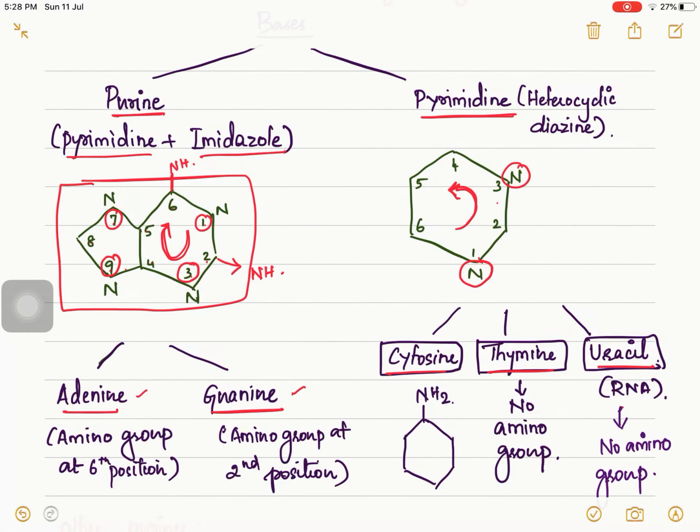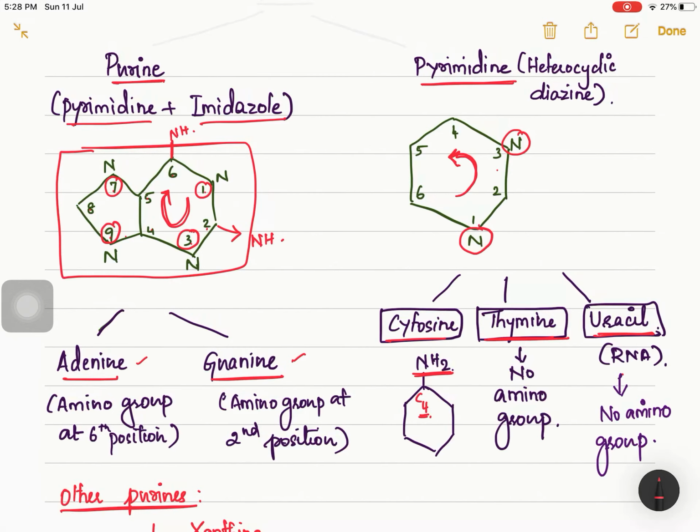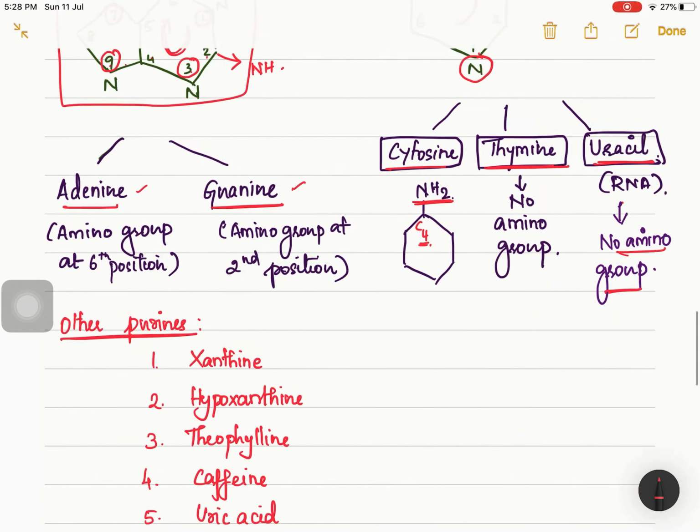If we look at pyrimidines, we have cytosine, thymine and uracil. In cytosine, in the diagram I have mentioned the amino group is at carbon 4. For thymine there won't be any amino group. Uracil, which is a base present in RNA, also contains no amino group. So this is about bases.